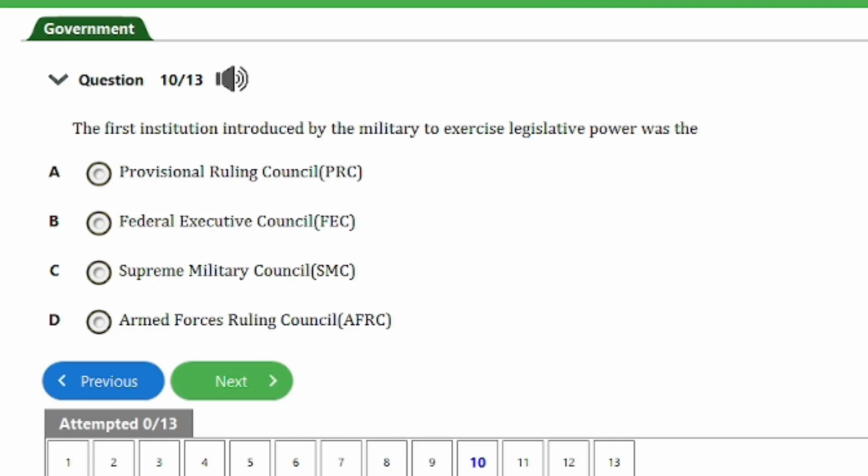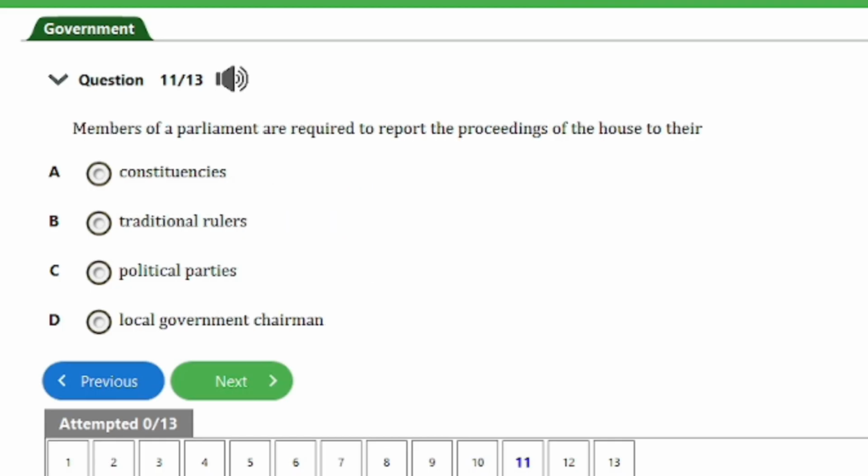Over here we have question number 11. It says, members of a parliament are required to report the proceedings of the House to their A. constituencies, B. traditional rulers, C. political parties, D. local government chairman. So guys, the answer to this question is option A. That's constituencies, and that's it for this question. So let's head on to the next one, guys.